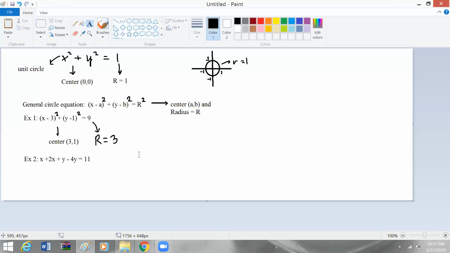So now we're going to have that equation. This is x squared and this is y squared. We try to bring this to the form x plus or minus something squared plus y plus or minus something squared equal to r squared. The strategy that we're going to use is the completing the square method that we learned from Math 80.